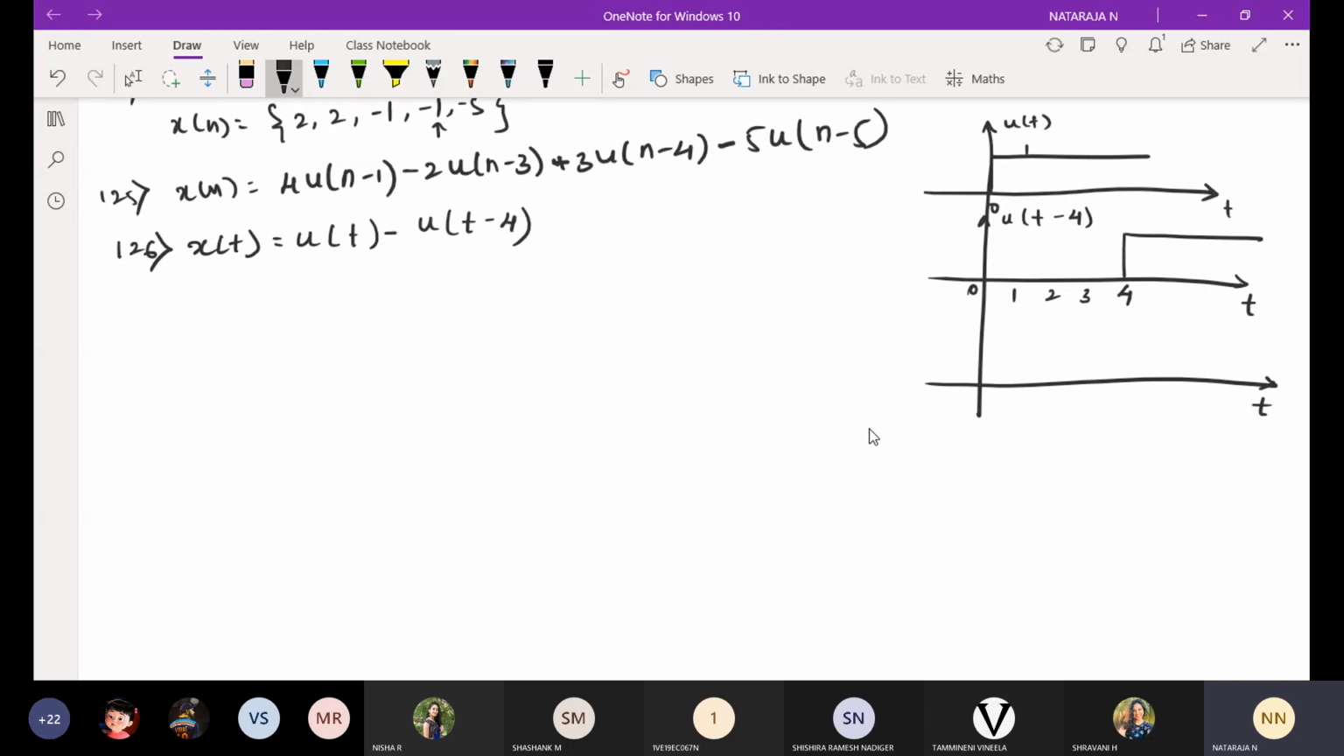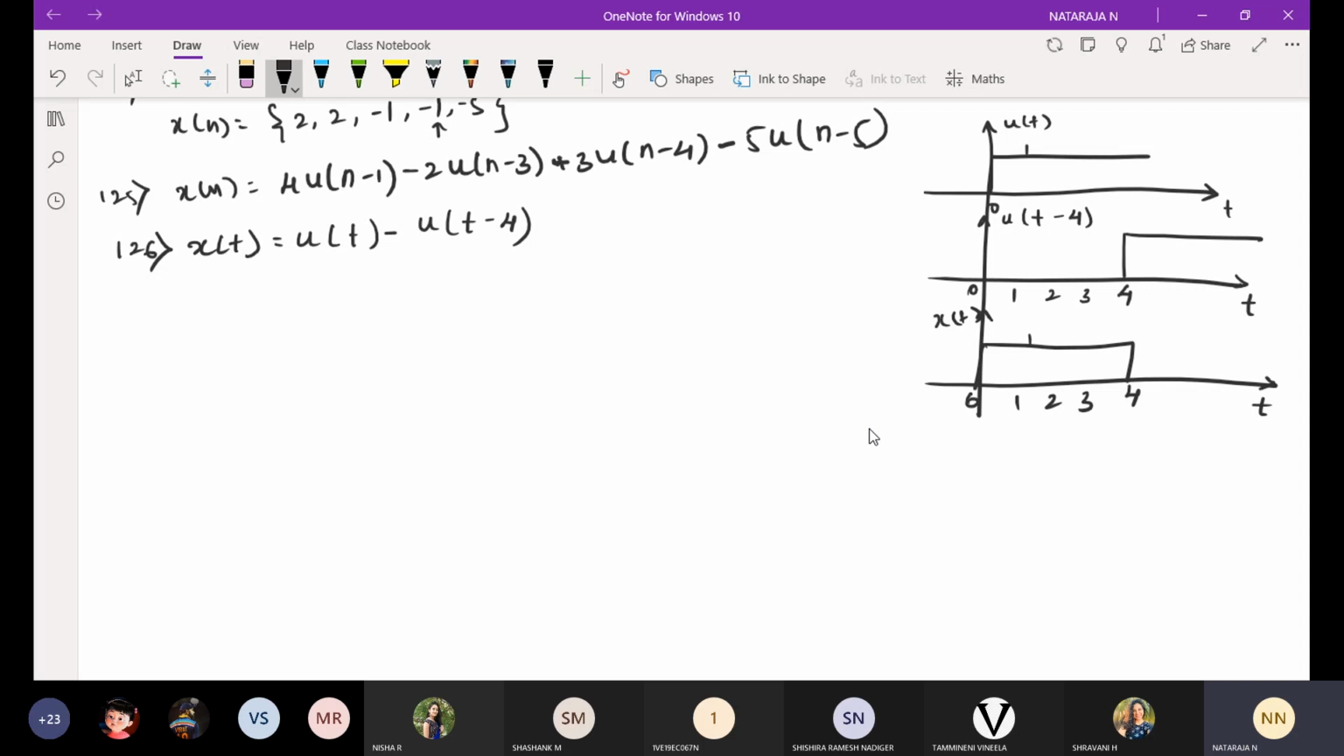At 0 we have 1. Up to 3 we have 1. At 4 we have an amplitude 1. Up to 4 it will be 1. At 4 it is 0. It will be coming towards 0. 0, 1, 2, 3. This is amplitude 1. This is your x of t.